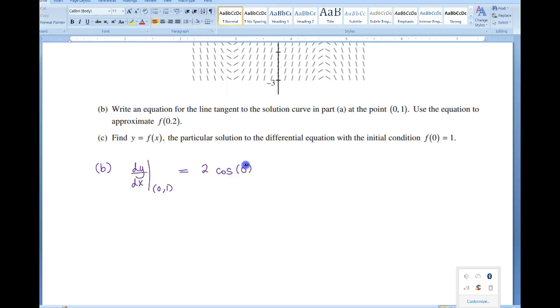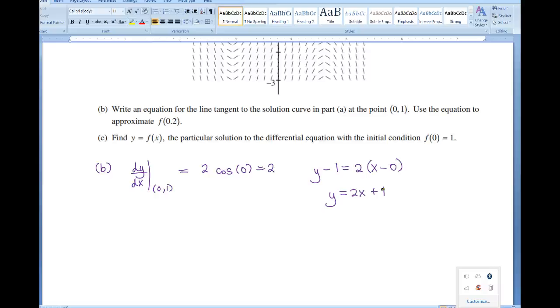2 cosine of 0, so that's 2. So it's y minus 1 equals 2, and then x minus 0. So basically y equals 2x plus 1. You don't really have to do dy/dx evaluated at 0, 1. They just gave you 1 point for the tangent line, but I honestly would probably do this because there are cases where they want you to identify the slope. They gave you a point for y equals 2x plus 1.